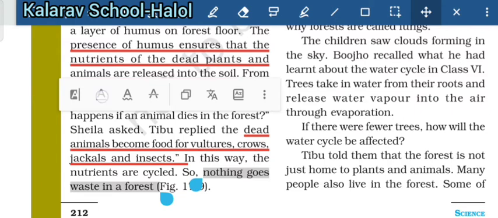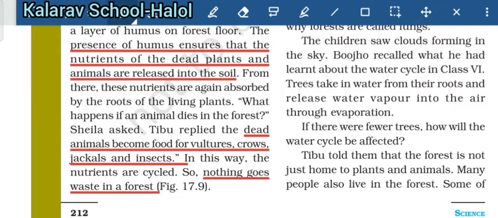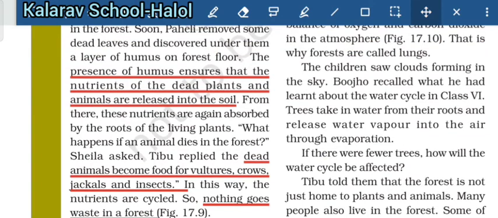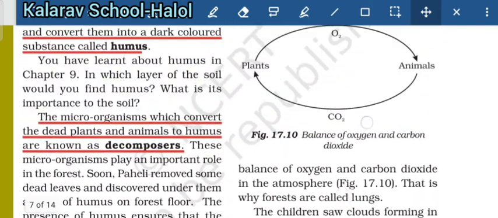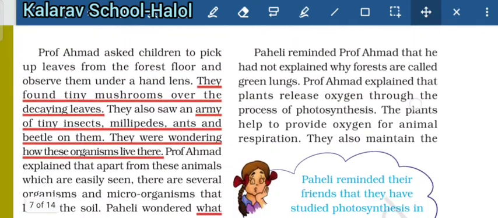So this is the question given in your workbook: how will you show that nothing goes waste in the forest? The dead leaves make the humus. The nutrients of dead plants and animals are released into the soil, which are taken up by the roots of plants, and which are again taken by the animals. An animal dies in the forest and becomes food for vultures. In this way nutrients are cycled. So nothing goes waste. Forests are called green lungs.